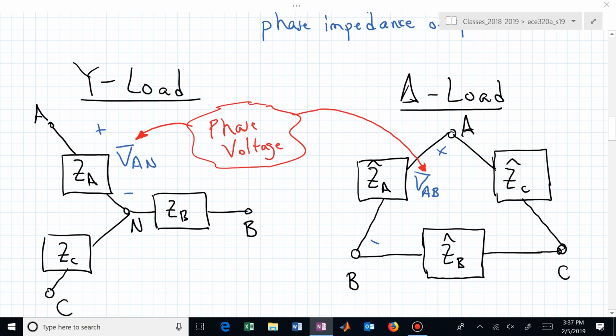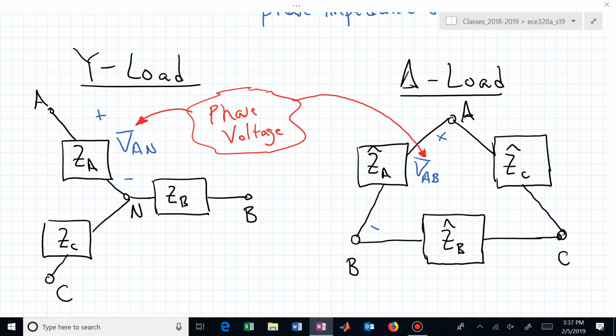Let's illustrate that for the loads. On the left we have a Y connected load, and on the right we have a delta connected load, and the appropriate terminals A, B, and C. On the left, with our Y connected load, the phase voltage is the voltage across the particular impedance in that phase. And that phase voltage is actually V sub capital A capital N. That's the phase voltage associated with a Y load.